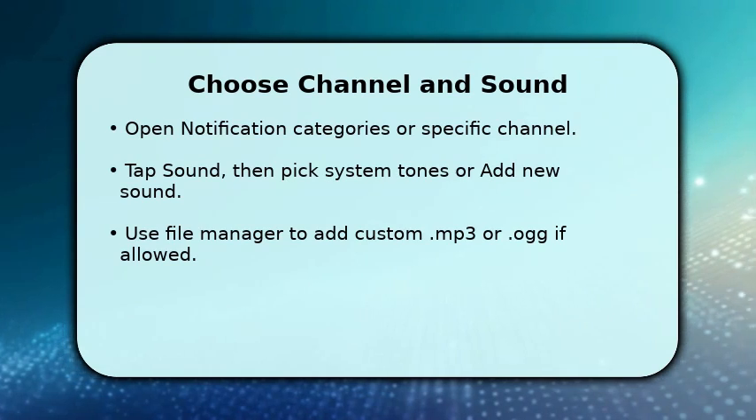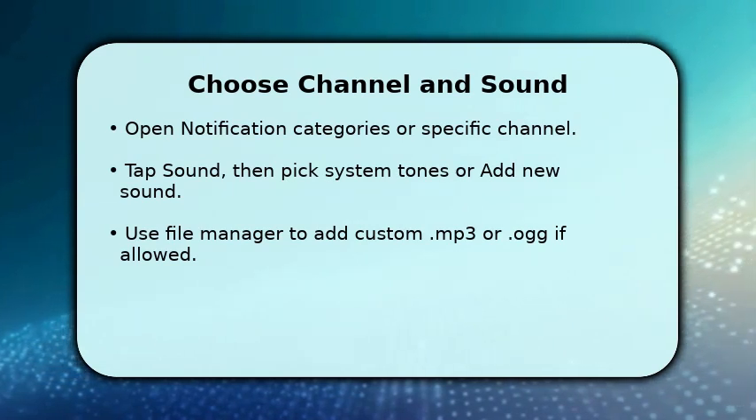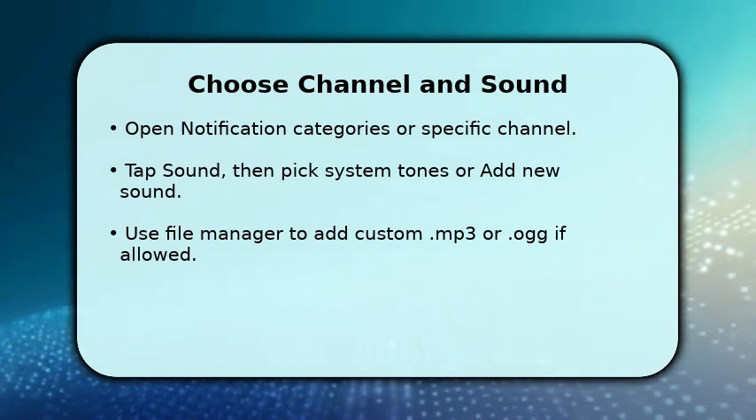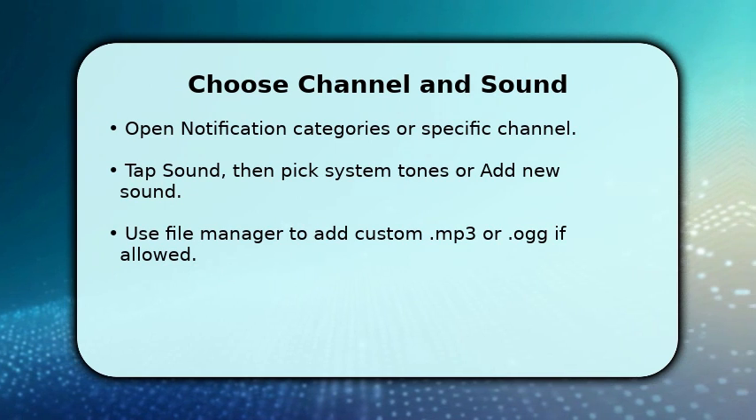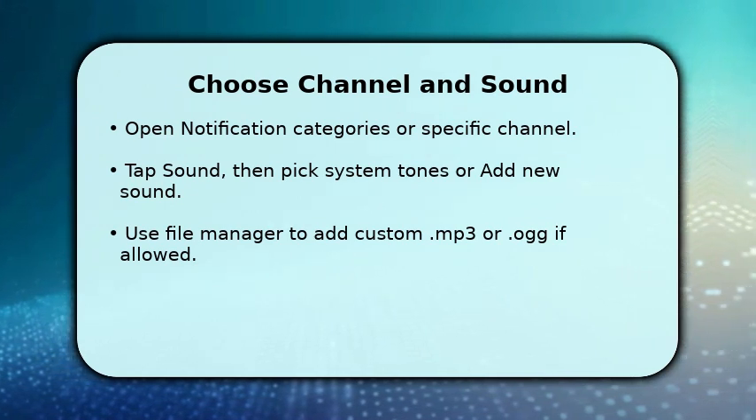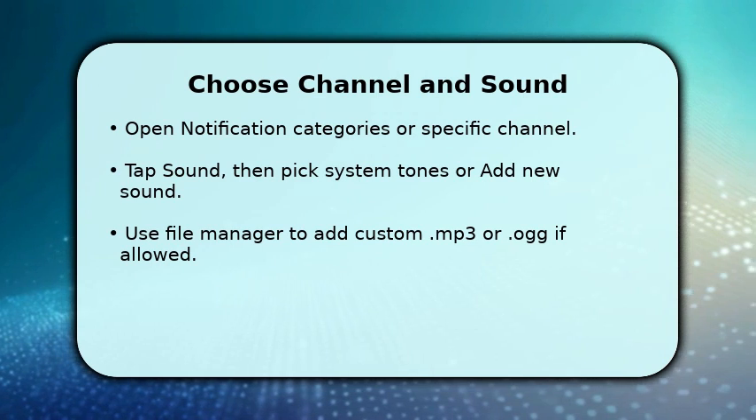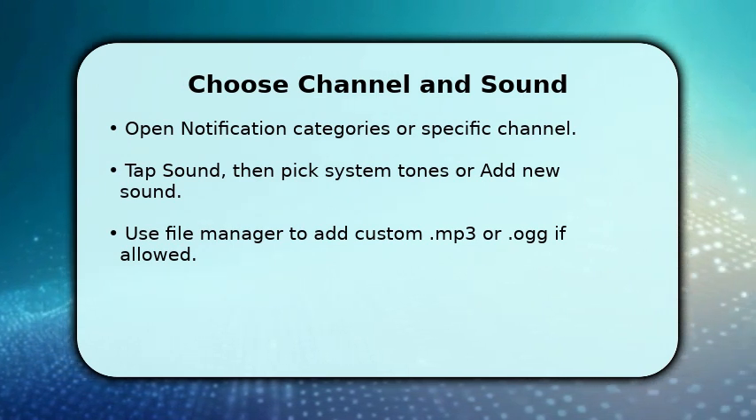You now see notification channels. Each controls a type of alert within the app. Tap the channel whose sound you want to change. If there's a general notifications entry, use that. Choose sound, and the system picker shows default tones plus any custom files.